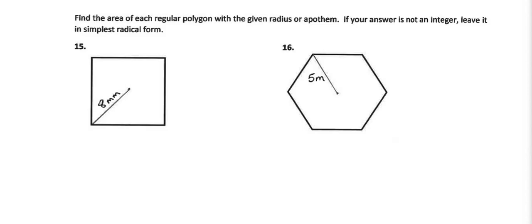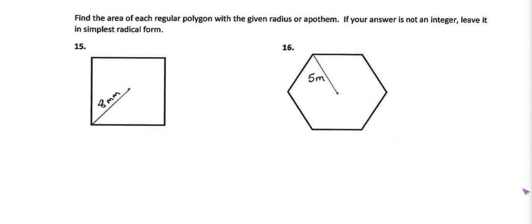Now, that brings me to our final two examples. These say, find the area of each regular polygon with the given radius or apothem. If your answer is not an integer, leave it in simplest radical form. So these we will leave in simplest radical form. So number 15 is a square. It says they're regular polygons, and of course a regular quadrilateral is a square. And the radius is given to be 8 millimeters.